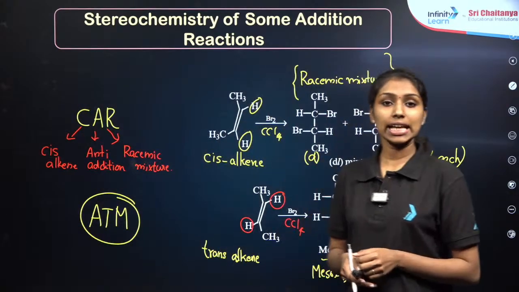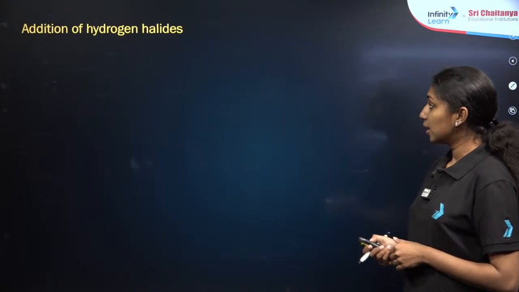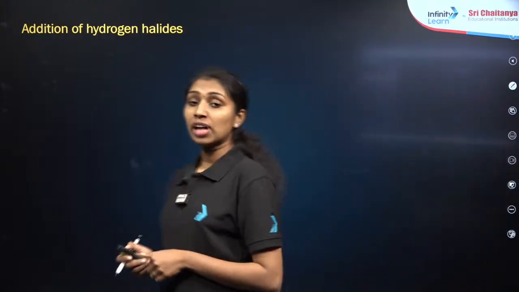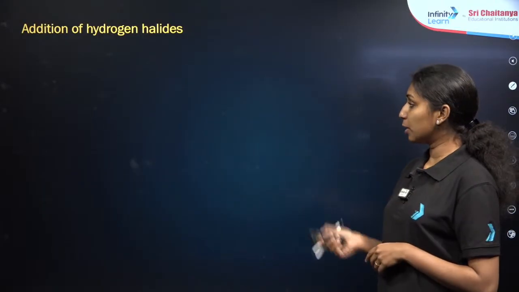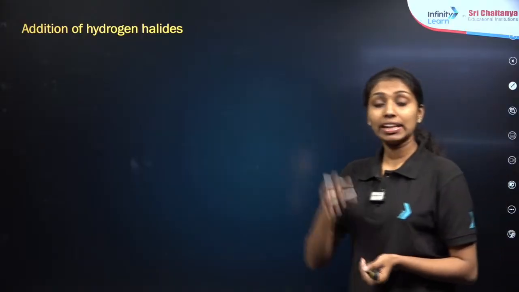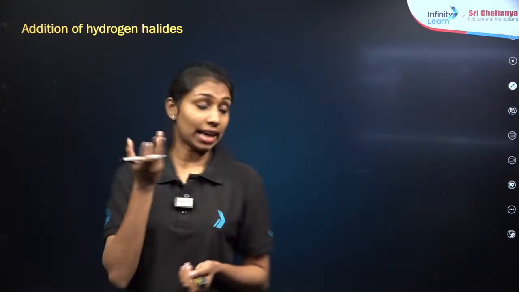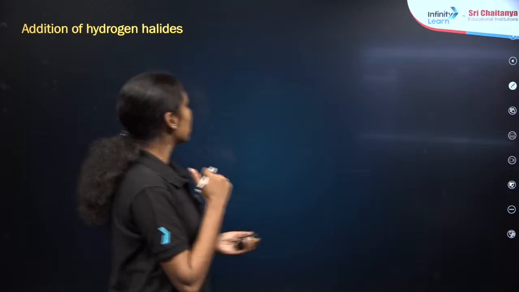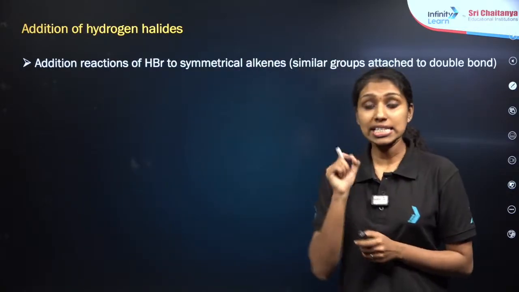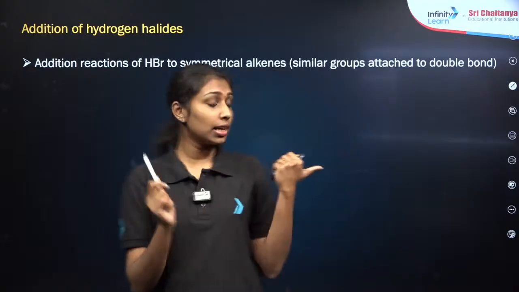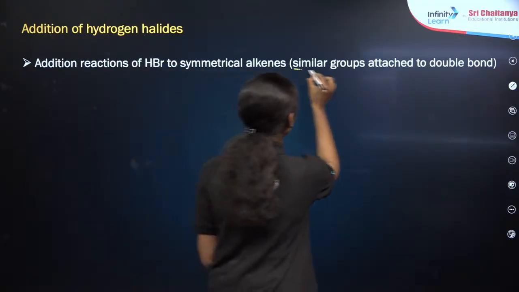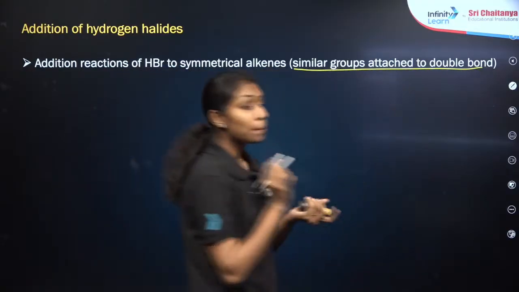Now let us talk about the next type of addition reaction, that is the addition of hydrogen halides, right? For example, we can divide alkenes into two types: symmetrical as well as unsymmetrical alkenes. If you are considering any alkene in which similar groups are attached to the double bond, we can call it a symmetrical alkene.